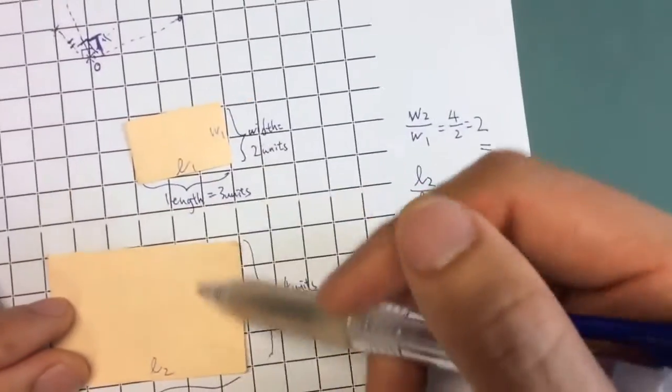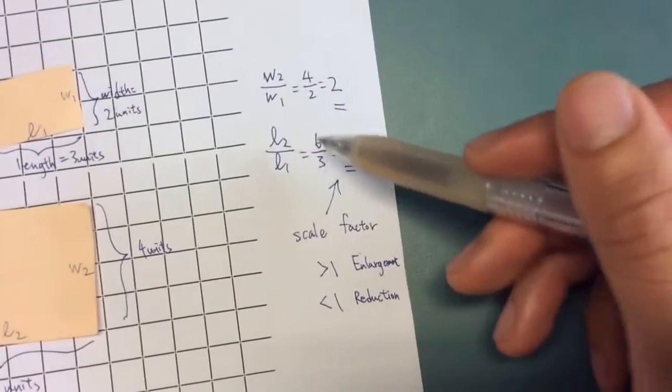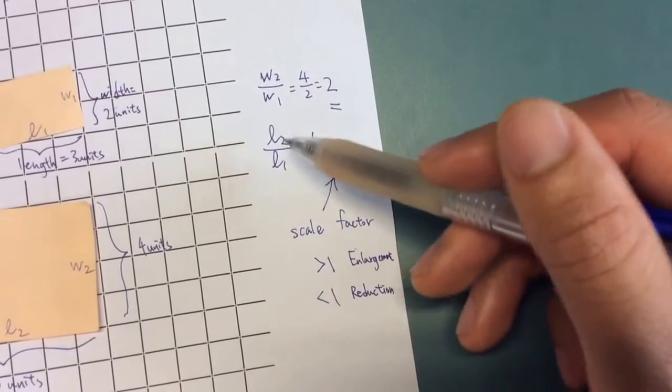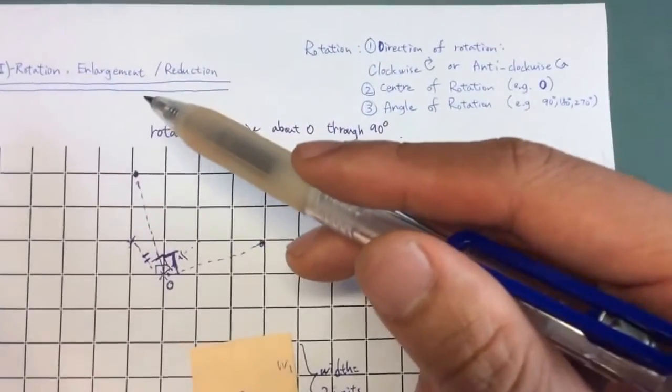But remember the dimensions should have the same reduction. That means the ratios L2 over L1 and W2 over W1 must be the same, so that it is called reduction or enlargement.